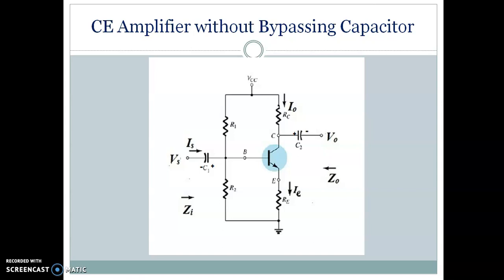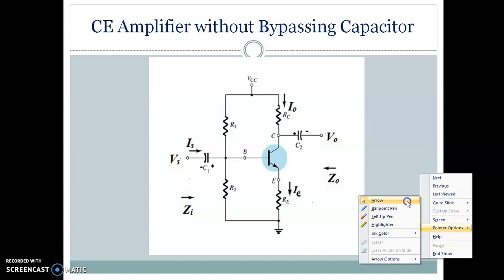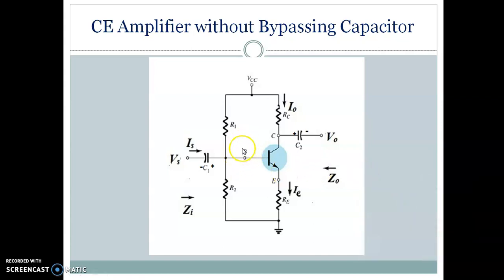So this is a CE amplifier without bypassing capacitor. This is a voltage divider circuit, because if we neglect the base current that is entering the base terminal, then R1 and R2 appear to be connected in series. Therefore they divide the applied voltage. So it is called voltage divider bias, and the voltage at this point has been established with the help of the resistor R2 to maintain your operating point.